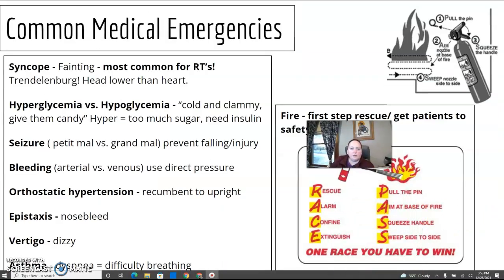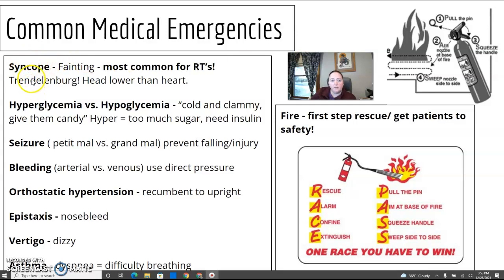Just some more common medical emergencies. So syncope, fainting, right? We went over that term already, but this is the most common one for RTs. Ideally, you put the patient in Trendelenburg. You put the head lower than the heart so the heart's not working as hard. Okay. Hyperglycemia versus hypoglycemia. If they're cold and clammy, give them candy. Hyper would be too much sugar and they need insulin.